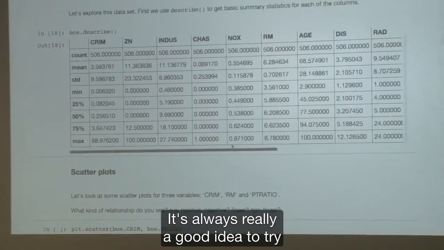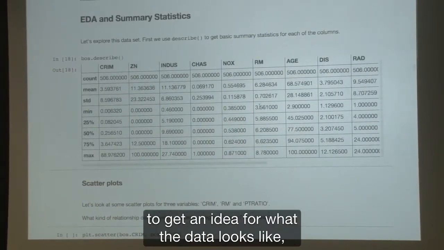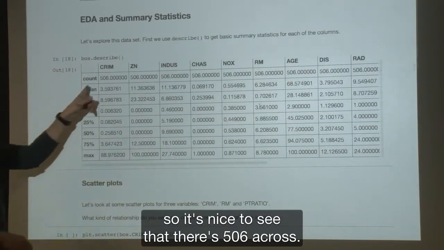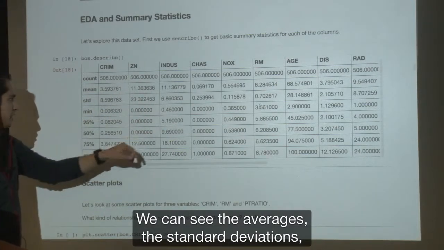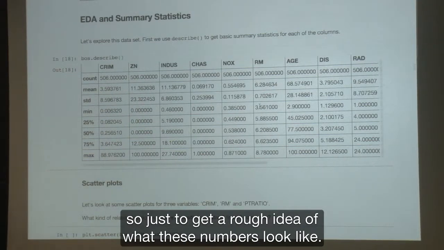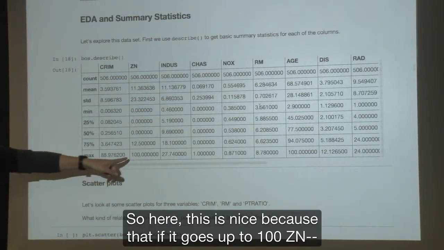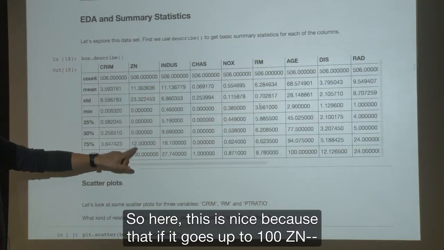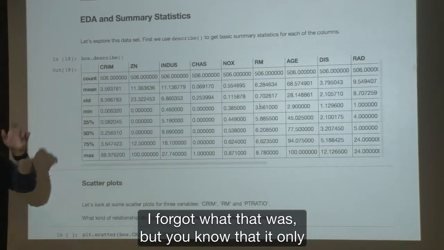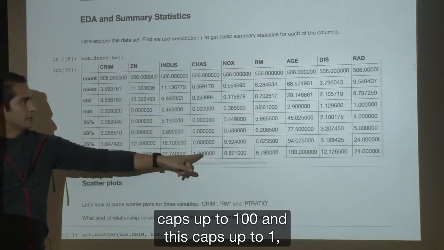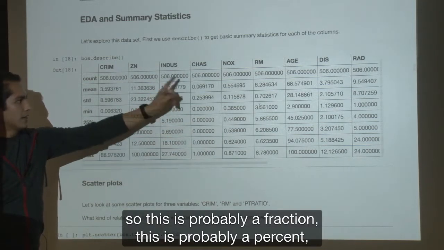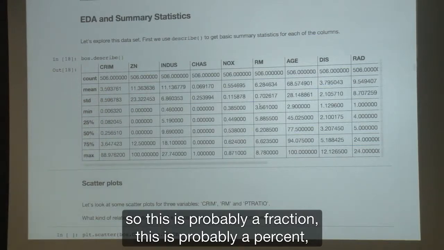Okay, so you can do just a quick describe. It's always a really good idea to try to get an idea for what the data looks like. So it's nice to see that there's 506 across. You can see the averages, the standard deviations. So just to get a rough idea of what these numbers look like. So here, this is nice because you know that if it goes up to 100, ZN, I forgot what that was, but you know that it only caps at 100, and this caps at 1. So this is probably a fraction. This is probably a percent, things like that.